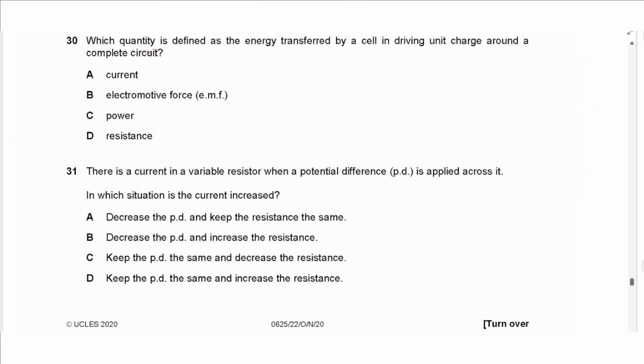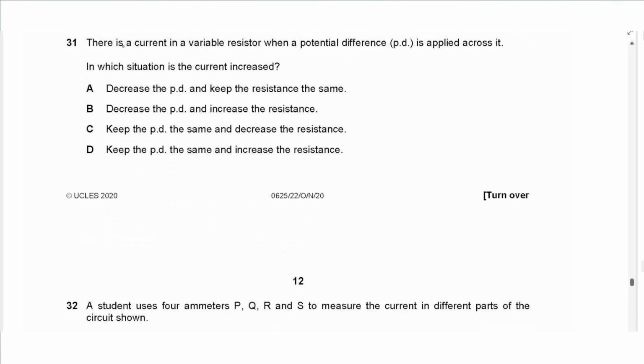Question 30 says which quantity is defined as the energy transferred by a cell in driving a unit charge? That is voltage or potential difference or electromotive force. So the answer is B. Question 31 says there is a current in a variable resistor when a potential difference is applied across it. In which situation is the current increased? Decreasing the potential difference? No, you need to increase the potential difference or keep it the same, but decrease the resistance, not increase the resistance. So the answer is C.